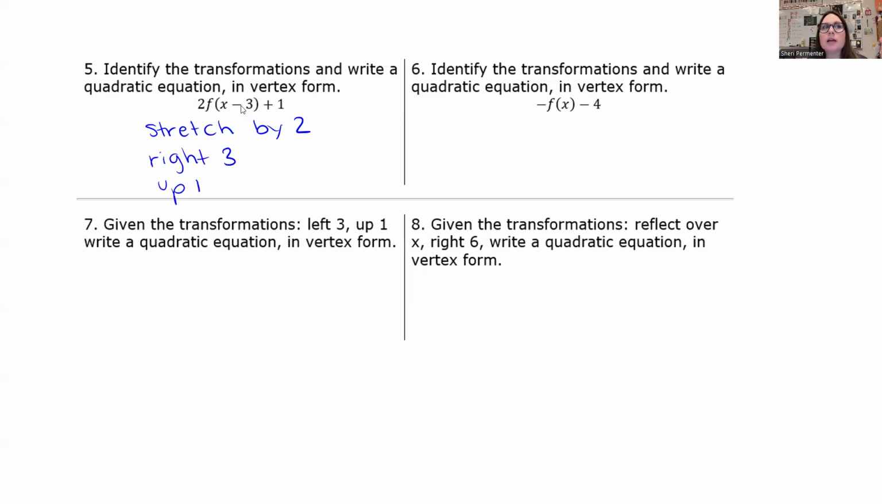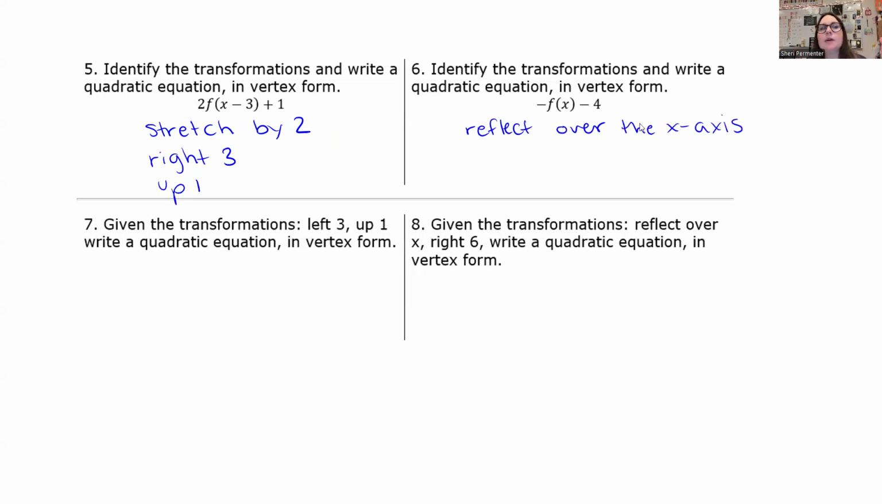So what if this was a plus? Then you would go left. Very good. So over here, I've got a negative in front. Negative just means reflect over X. Reflect over the X-axis.